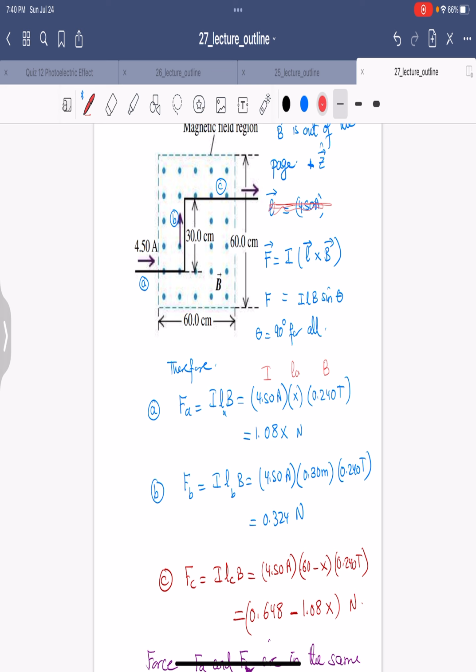Now for B, the direction is going to be to the right. Therefore, I have two components, one of them down and the other one to the right. I need to find the force, which is F equals the square root of F_AC squared plus F_B squared. And I will be able to calculate the force and its direction.